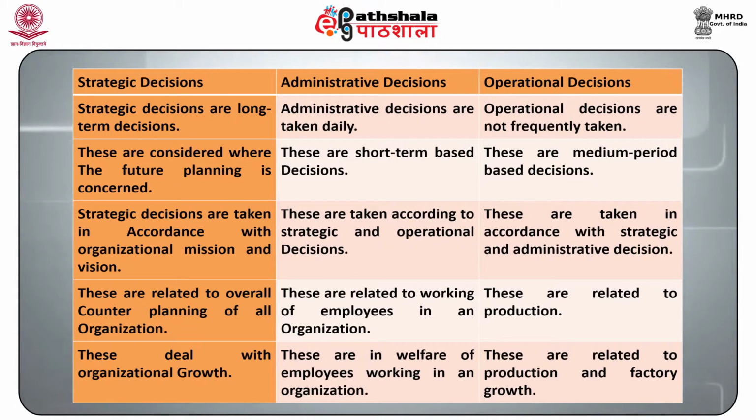Strategic decisions deal with organizational growth. On the other hand, administrative decisions are in welfare of employees working in an organization. Operational decisions are related to production and factory growth. According to Henry Mintzberg's modes of strategic decision making, the three most typical approaches or modes of strategic decision making are entrepreneurial, adaptive and planning. A fourth mode, logical incrementalism, was added later by Quinn.